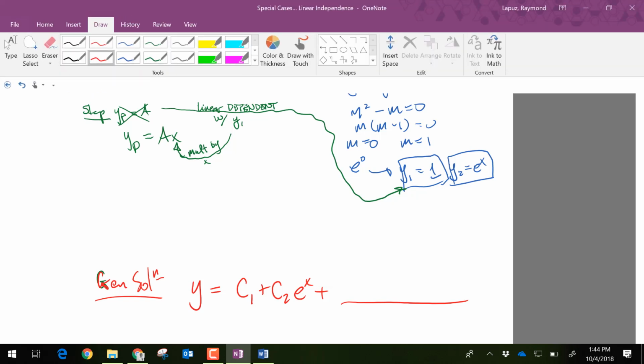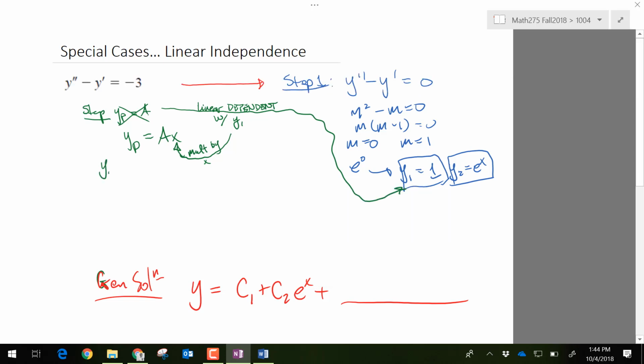All right, so let's see what this is. And Matthew already figured it out, but y sub p prime is going to be a, y sub p double prime is going to be 0. So then put that in here, we get 0 minus a equals negative 3. There's no y to put in there. So a is just going to equal 3. But that's not our answer, right? Our answer is y sub p. Y sub p is a times x. So y sub p is 3x. So that's what we put in here for the y sub p.